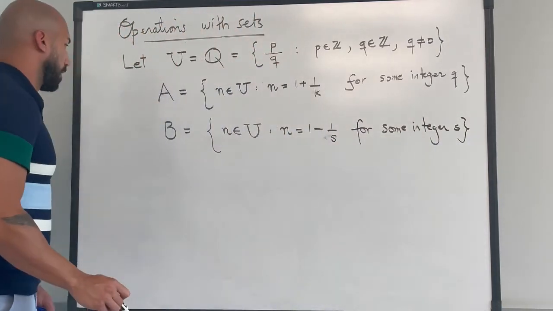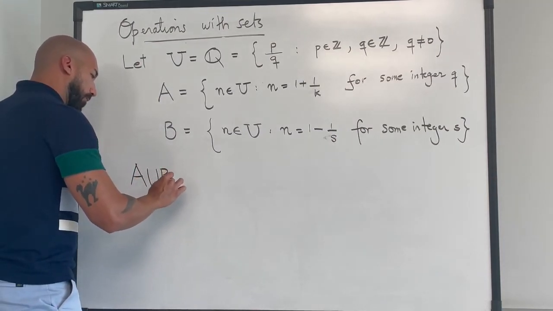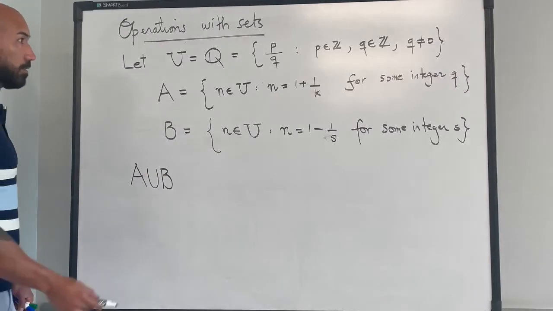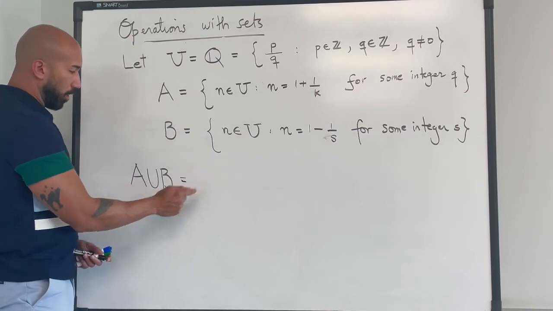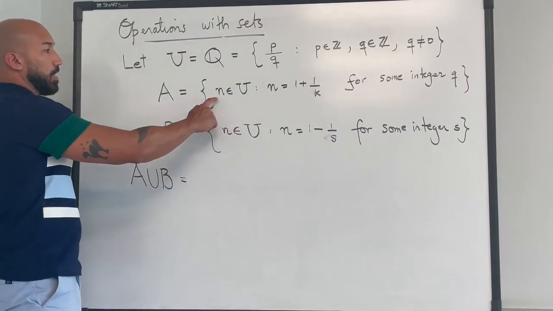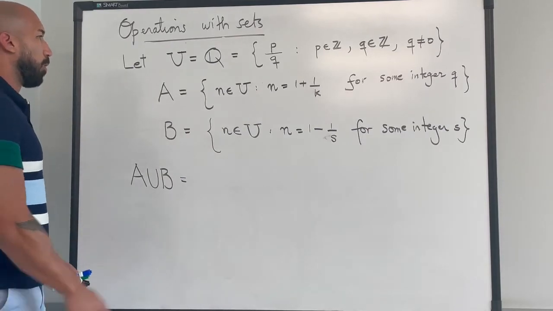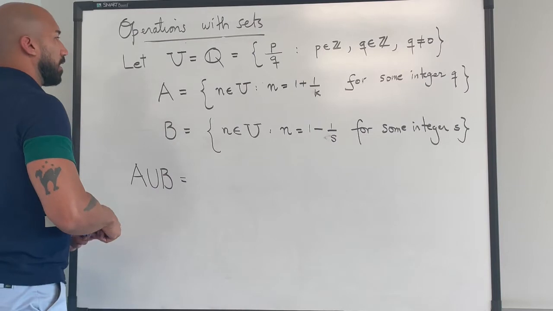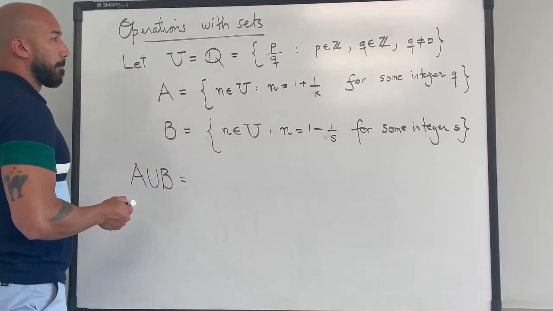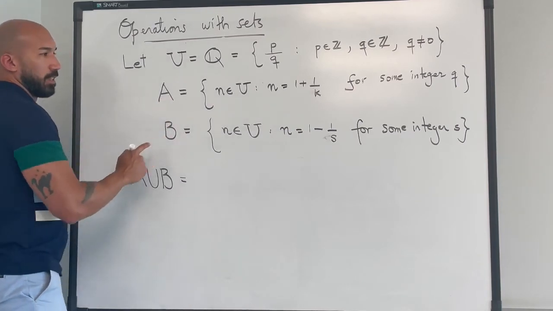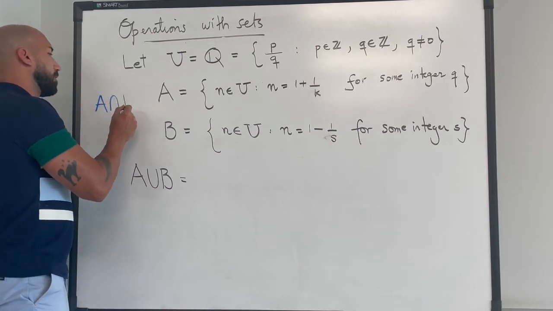Okay, and now we want to find A union B. In this case, we are going to include an element in the union if it's either in A or in B. If it's in both, we are including it too. It's pretty easy to verify what is going to be the intersection of these two sets.